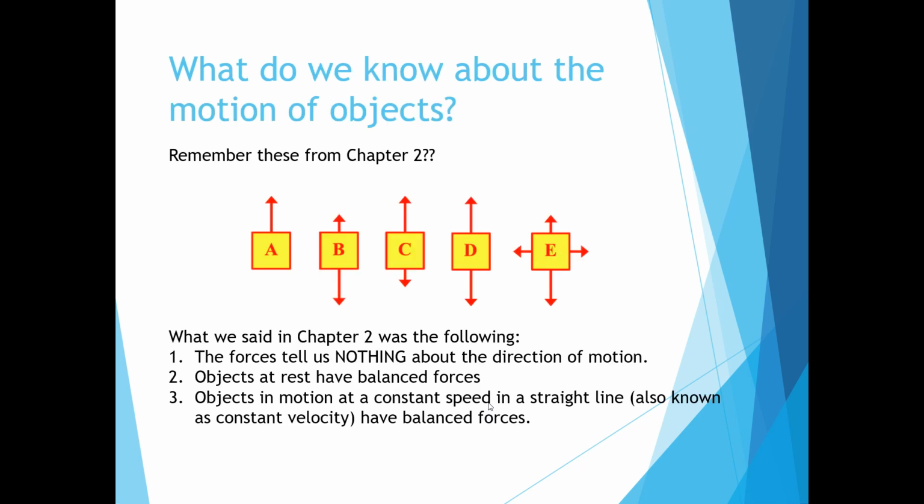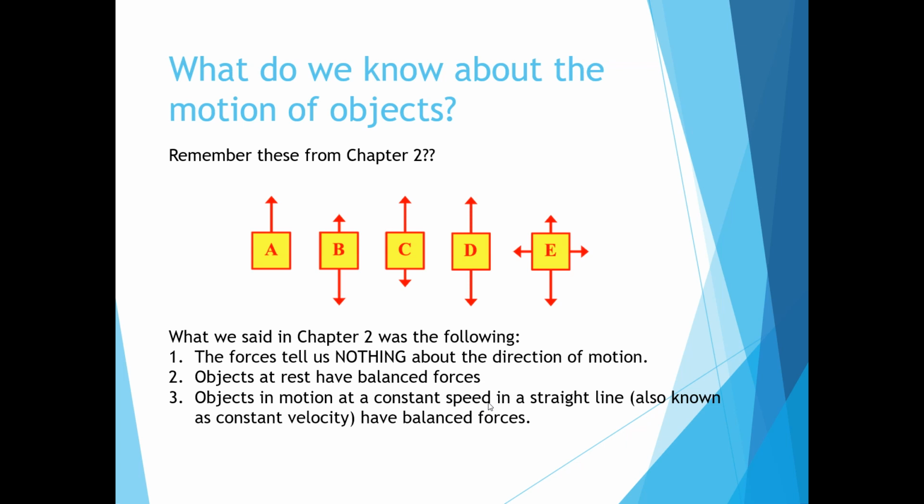And what do we know about the motion of objects? So we had these in chapter 2. We had little free body diagrams like this. And some of the things that we noted in chapter 2 is that the forces tell us nothing about the direction of motion. Remember, we had questions that asked which of these could be moving to the right, and the answer is all of them, because looking at the forces tells us nothing about the direction of motion.